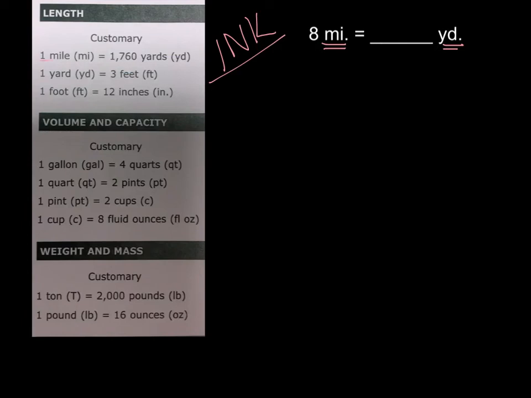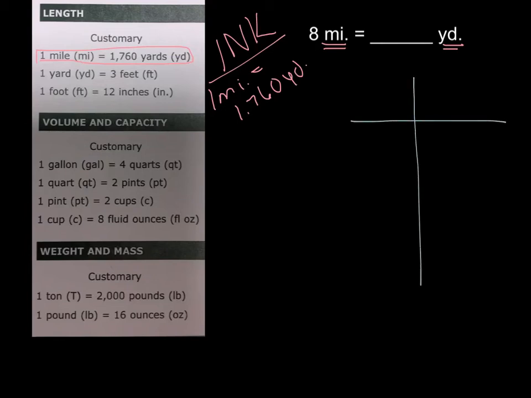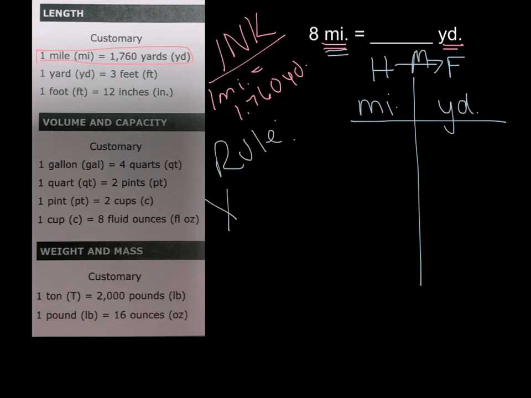I see right off the bat that I have 1 mile equals 1,760 yards. Okay, we're going to draw our T-chart just like we did before. I have miles first in my problem, so I'm going to put that in my T-chart, and then yards. I ask myself, which is the bigger unit of measure? A mile is bigger, so it's going to be my horse. A yard is smaller, it's going to be my fly. Horse to fly means multiply, so I know that my rule is going to be times something.